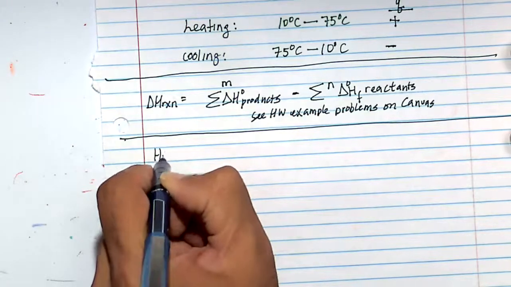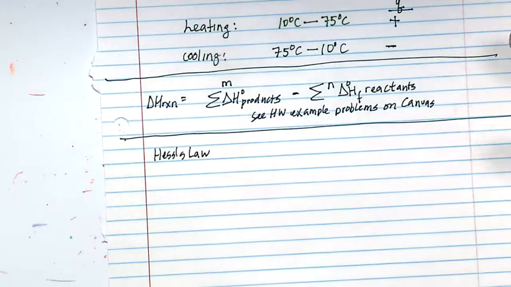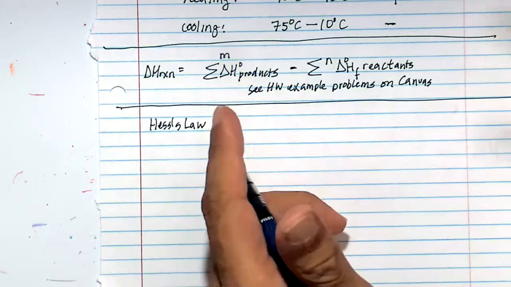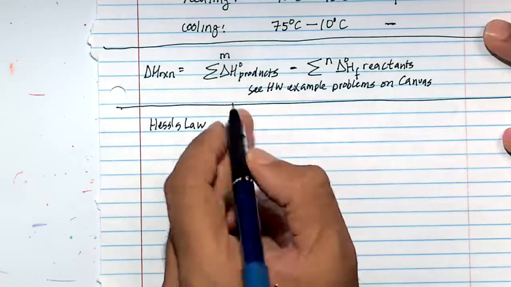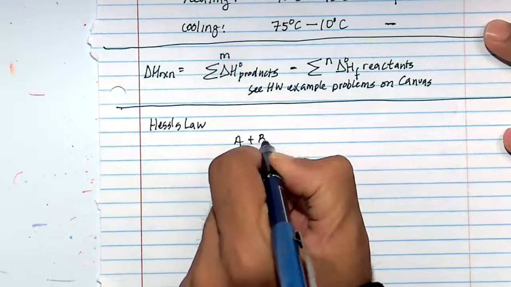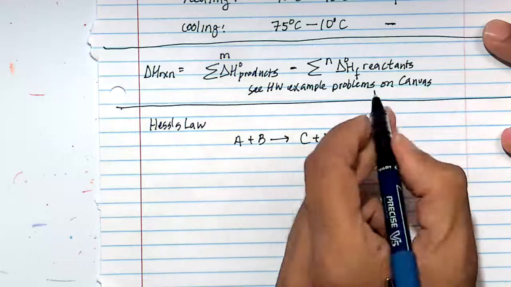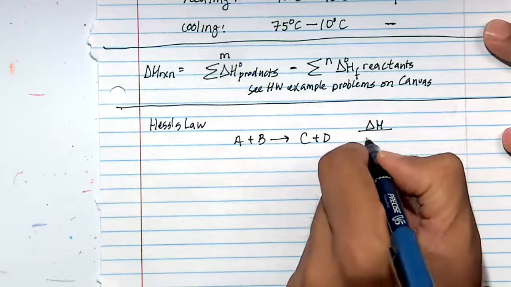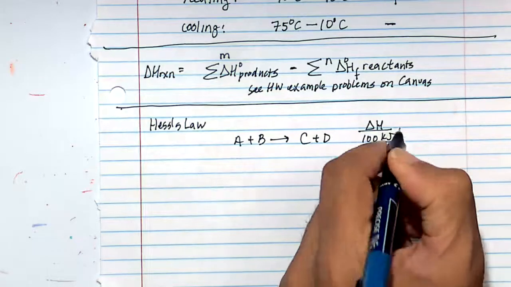A couple of final points on Hess's law. So remember, let's say we have A plus B goes to C plus D, right? And let's say this delta H is 100 kilojoules per mole. This is just throwing it out there.